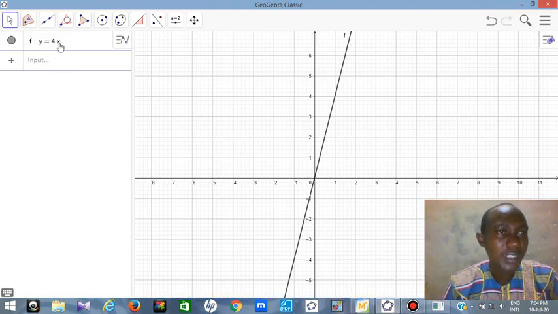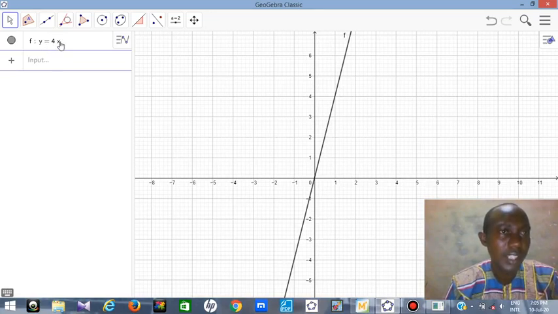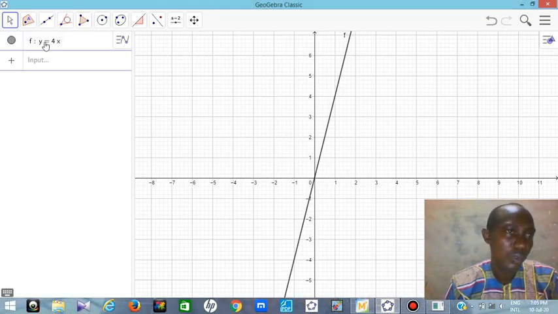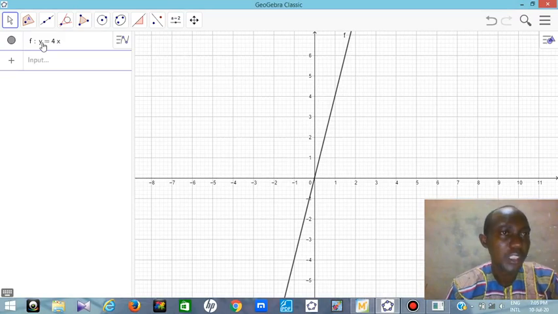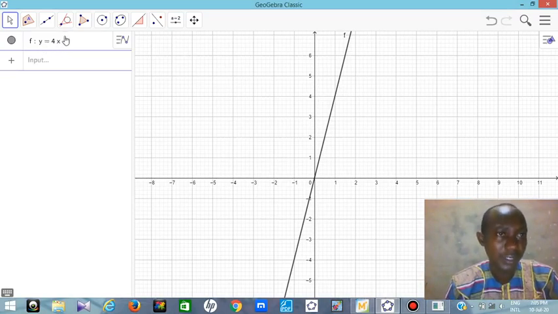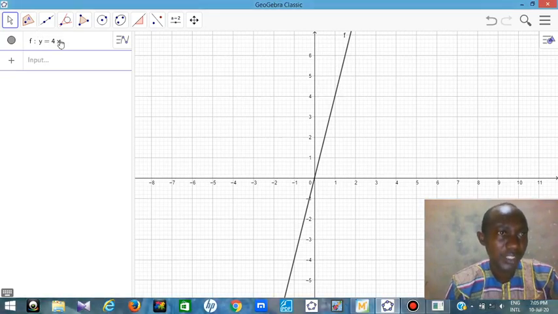It means that when x is changing, y will change. The rate at which y will change with respect to x is by 4. So if x is 1, y is going to be 4. When x is 2, y is going to be 8. So when x is changing, y is going to change by 4. It's always moving by 4, just like that. That's the meaning of differentiation.